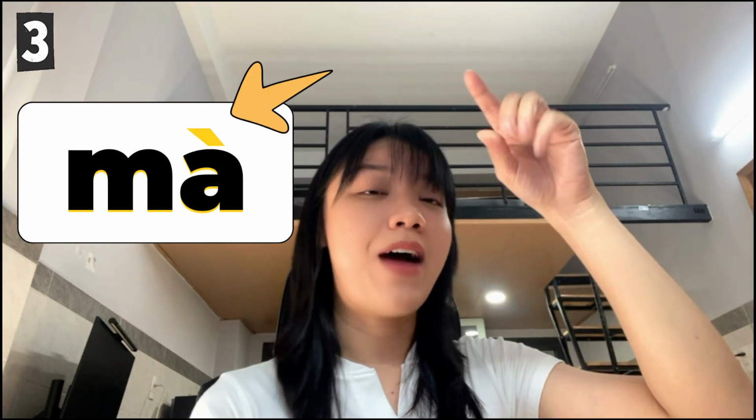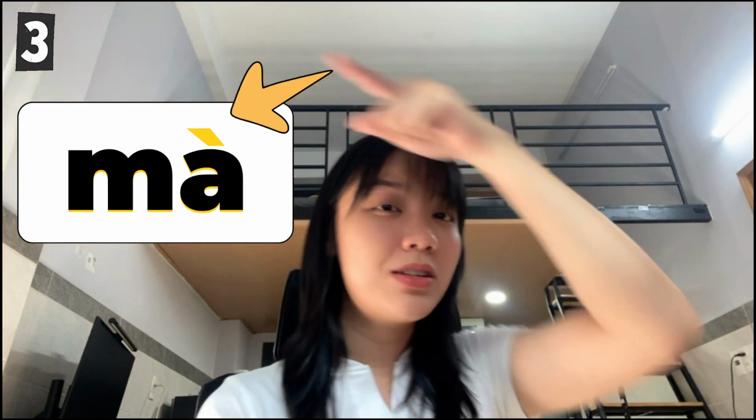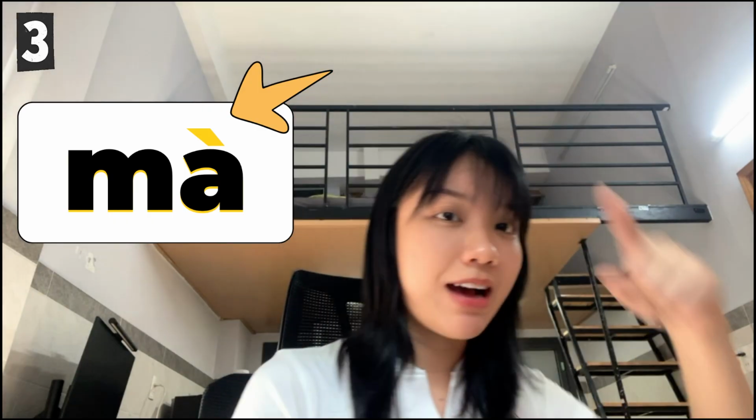Okay, and you can see above the vowel there is a tonal mark. It goes down. Okay, go down. Ma, ma. Okay, so now compare to the no tone and the rising tone.